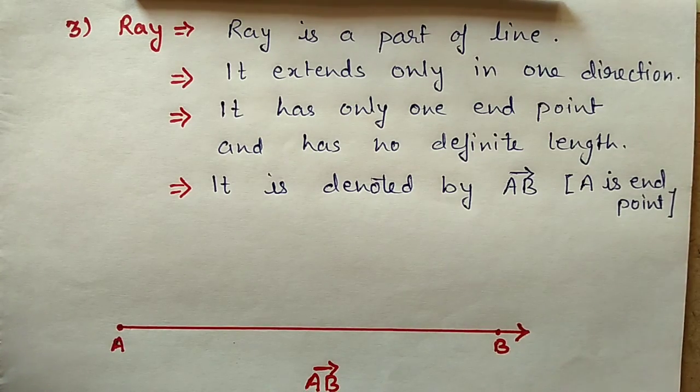And how to denote it? AB, and the arrow should go like this, because A is the fixed point and it is going in the B direction, so the arrow should go from A to B.